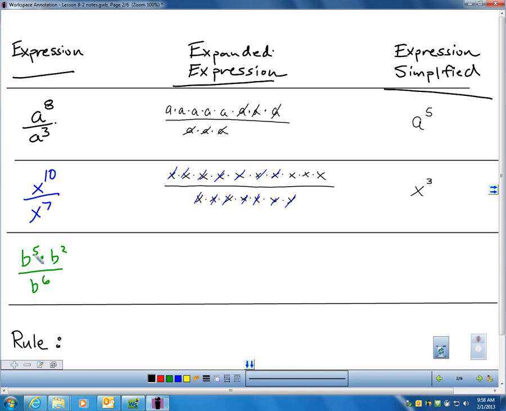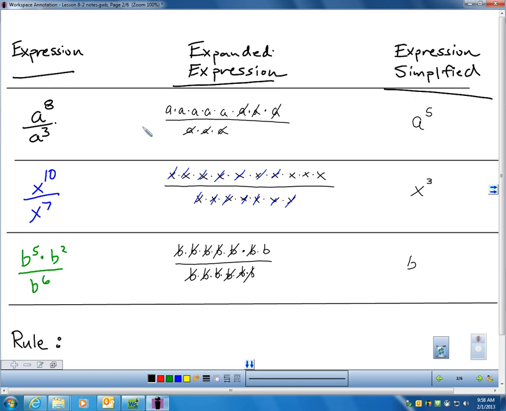And finally, in this one, I have 5 factors of b times 2 more factors of b, and I'm dividing that by 6 factors of b. Well, 6 factors of b in the denominator will cancel 6 factors of b in the numerator, and I'm left with, well, b to the 1st power. I can just write b for that.